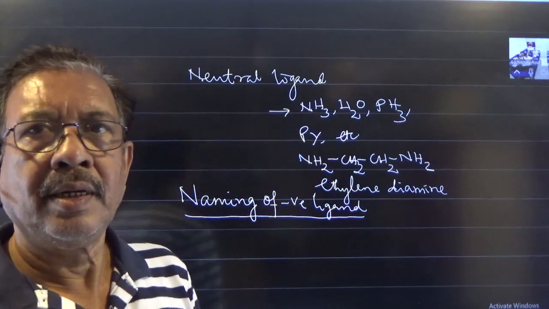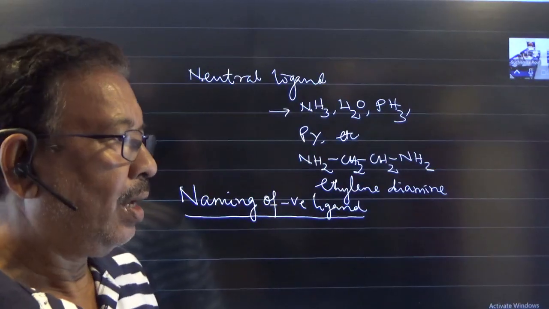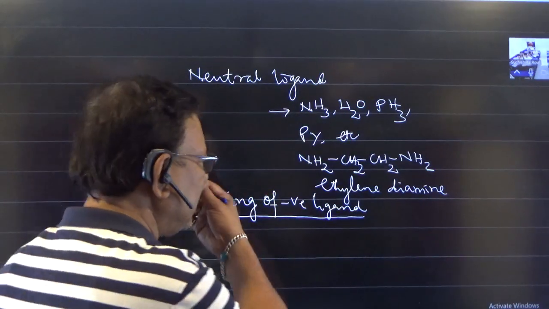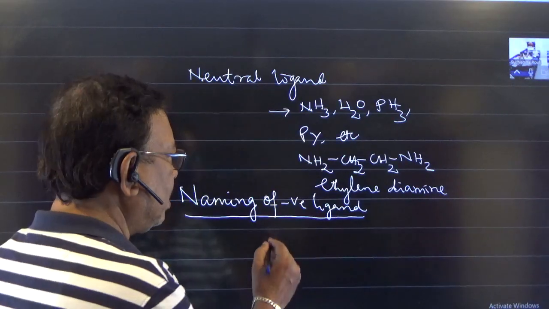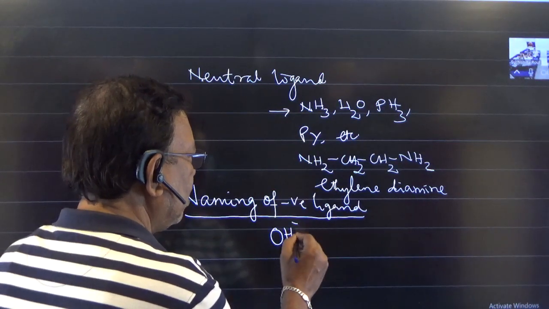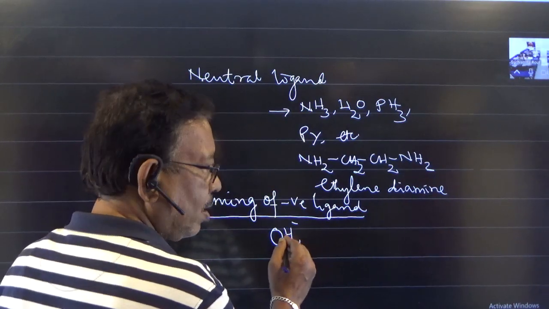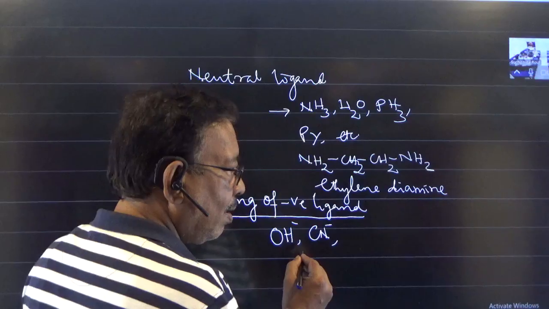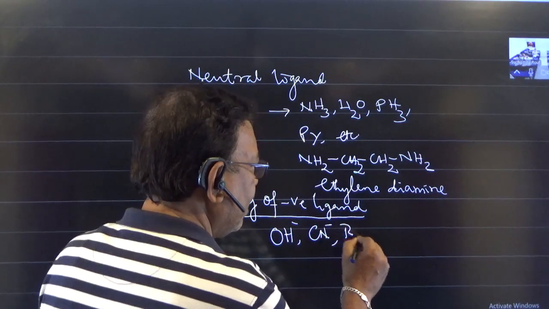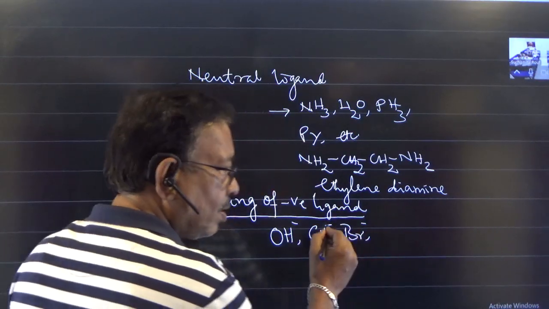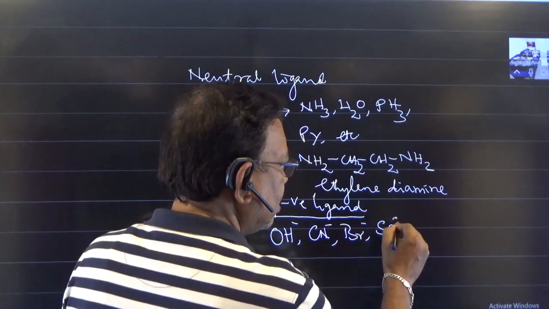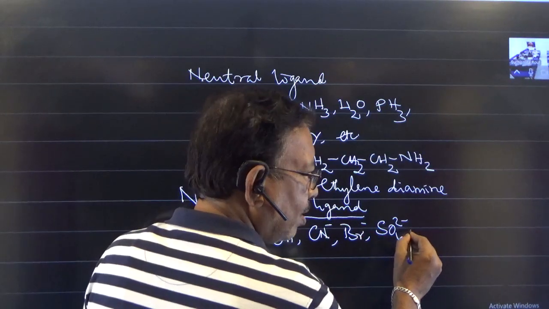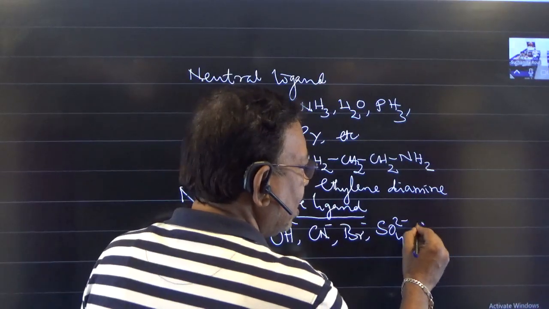Naming of negative ligands. Give examples of negative ligands. OH minus, Cl minus, Br minus, SO4 2 minus, S2 minus.